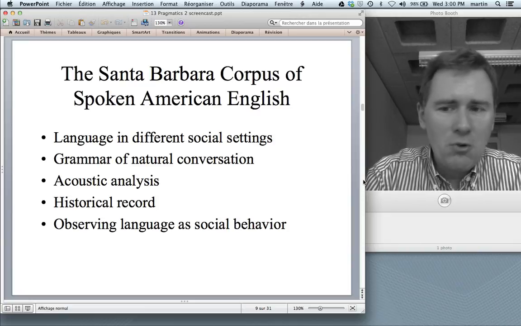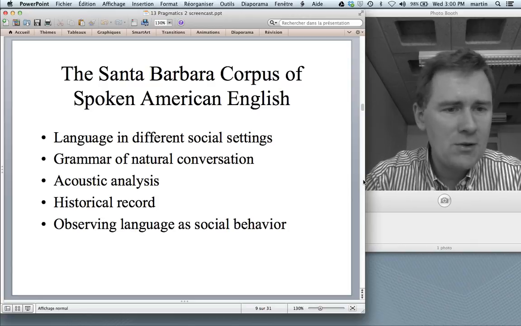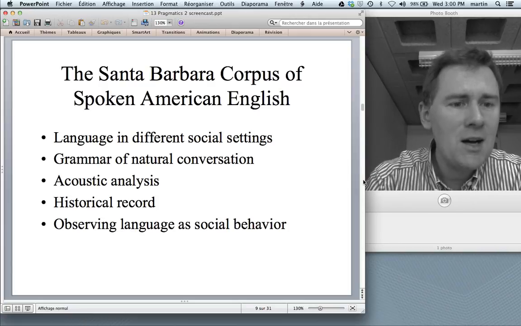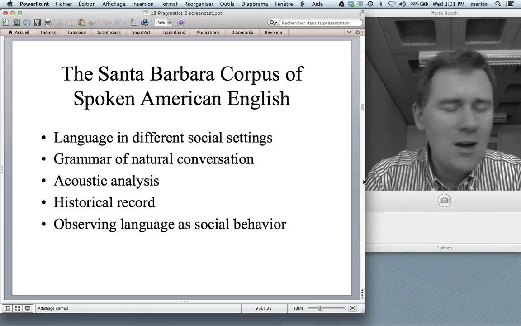And if you look at what people are doing when you leave them to their own devices, then that's what actually gives you a kind of grammar of natural conversation, the regularities that you see in natural conversation. Yeah, so you have these recordings, meaning that you can do an acoustic analysis of that material. You can also use it as a historical record of how people talked at a certain time in history. And most importantly, you can study language as a kind of social behavior.